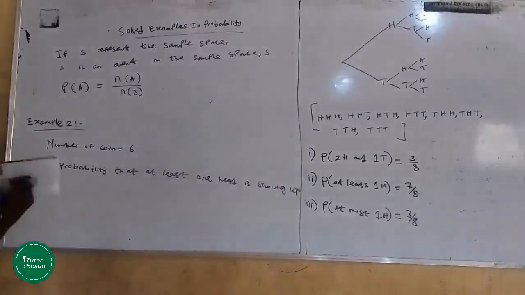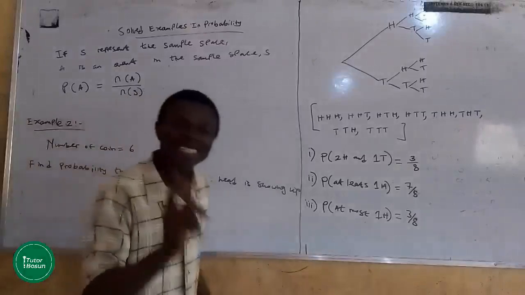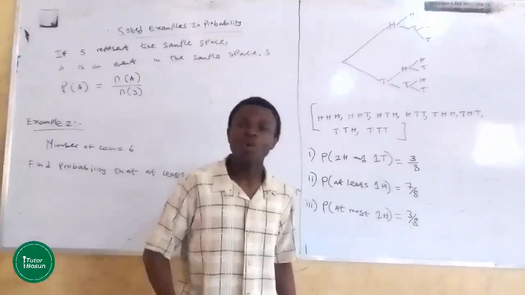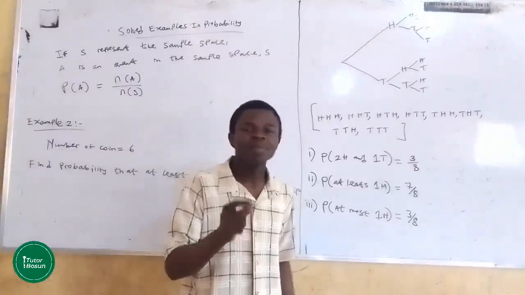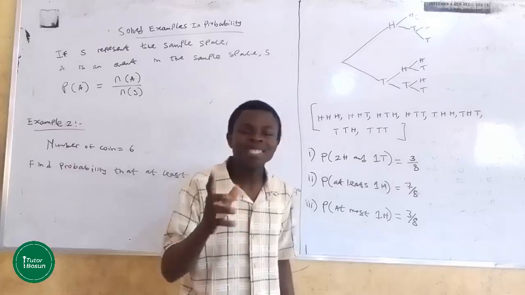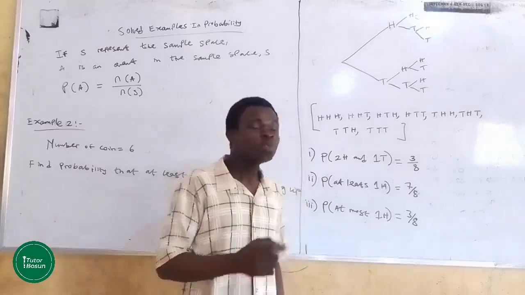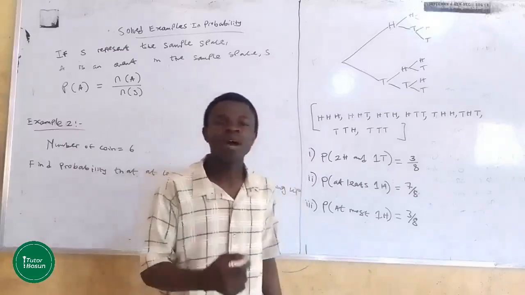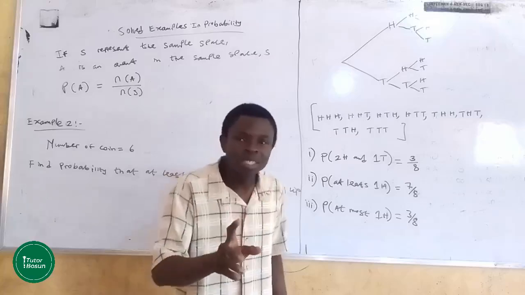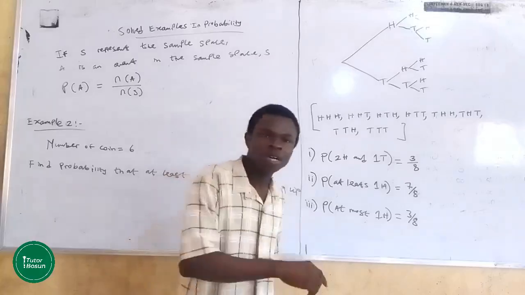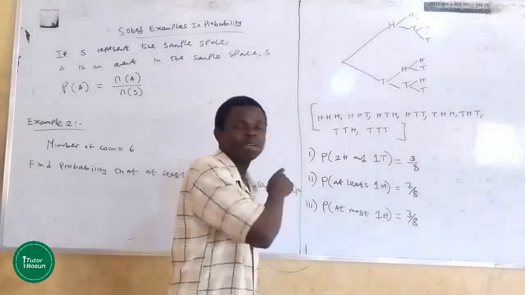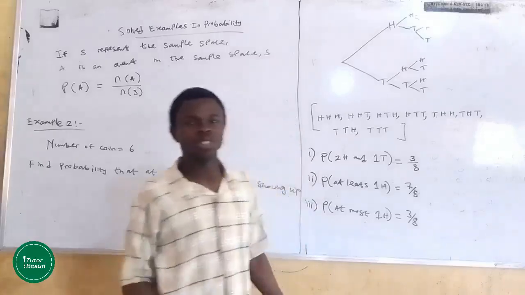So in this case, if you have to find the probability that at least 1 egg is showing up, that will definitely be the complement of the probability that no egg is showing at all. So to make it easier for you, you can find the probability that no egg is showing, then you subtract it from 1 to get the probability that at least 1 egg is showing.